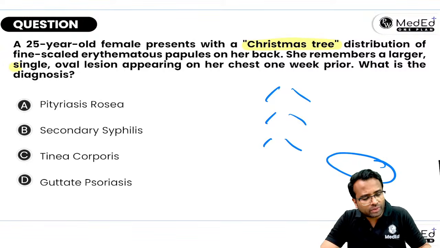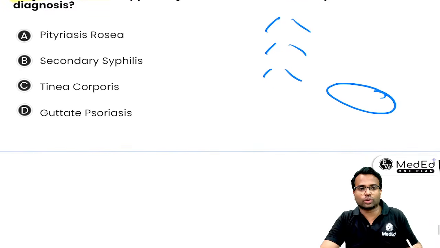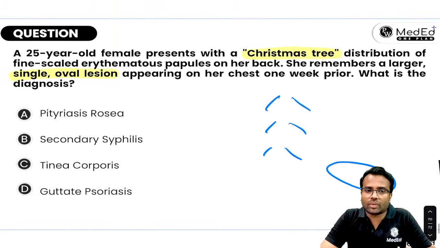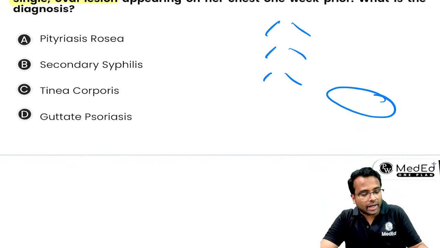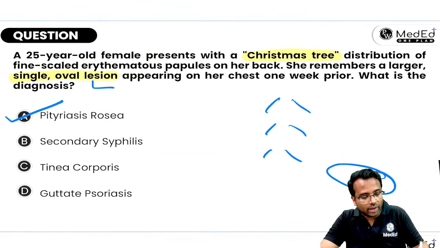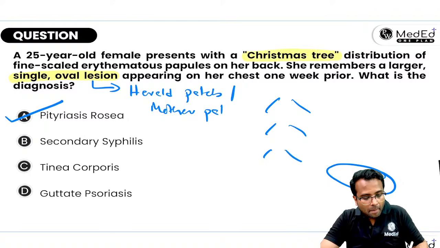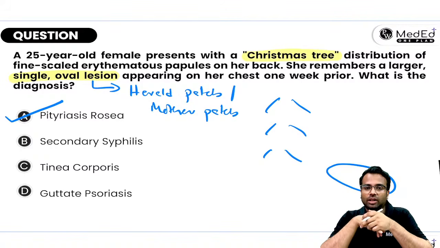So what is the name of this kind of lesion? First tell me what diagnosis comes to your mind. If you have gone through this, is it pityriasis rosea? Is it secondary syphilis, tinea corporis or guttate psoriasis? Very good. Here the diagnosis will be pityriasis rosea, because this single oval lesion is called the herald patch or the mother patch, after which there is a Christmas tree pattern of distribution.